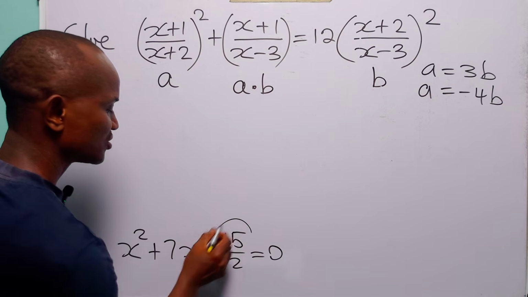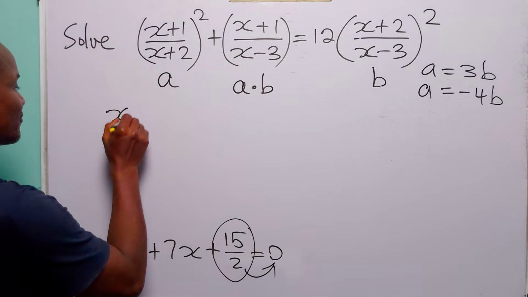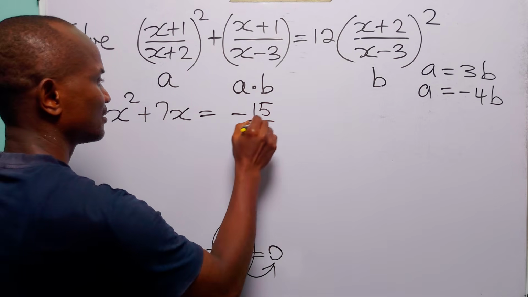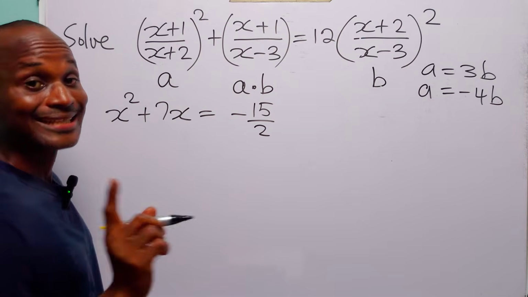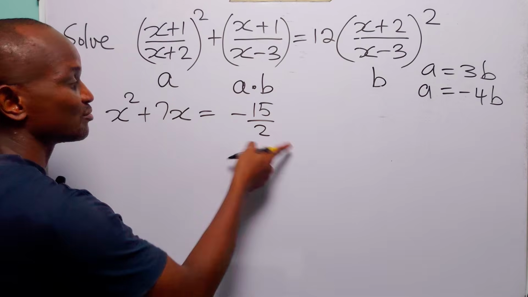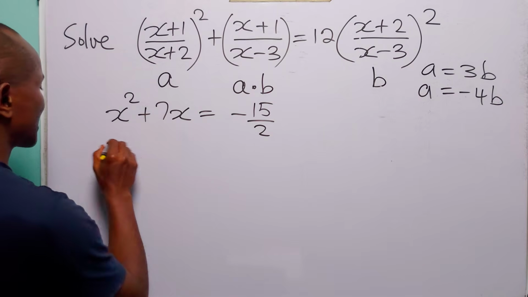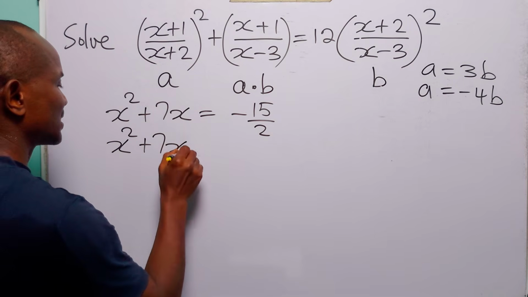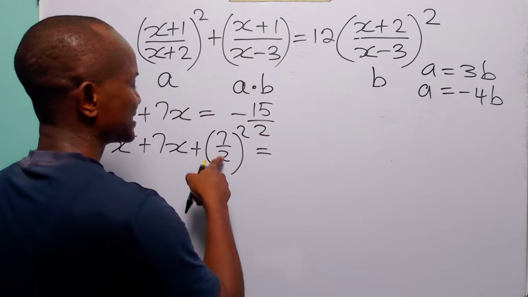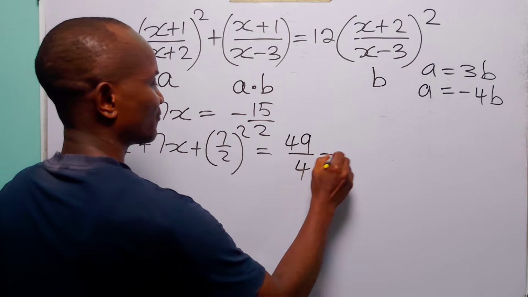Now, the next thing we are going to do is to move the constant term over to the right-hand side of the equation. When we do that, we have x squared plus 7x is equal to minus 15 over 2. And the next step is to divide the coefficient of x by 2, square it, and add to both sides of this equation to complete the square on the left-hand side. When we do that, we have x squared plus 7x plus 7 over 2 squared. And this is equal to 7 over 2 squared is 49 over 4. Then we have minus.